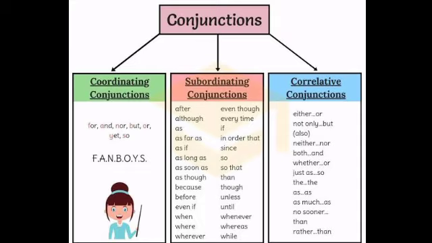And they are only seven and often called FANBOYS. See, children: for, and, nor, but, or, yet, so. All these are coordinating conjunctions, and they join equal parts in sentences, phrases, and clauses. Next one, subordinating conjunctions. They introduce a part of a sentence which holds a lesser meaning.